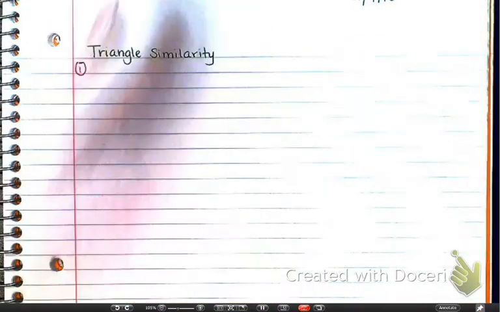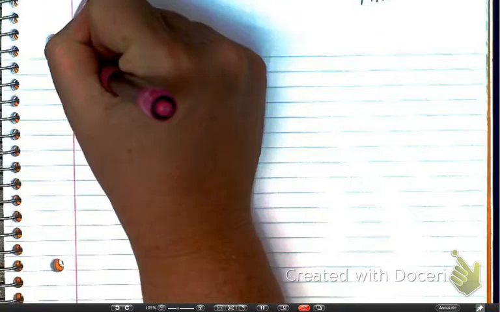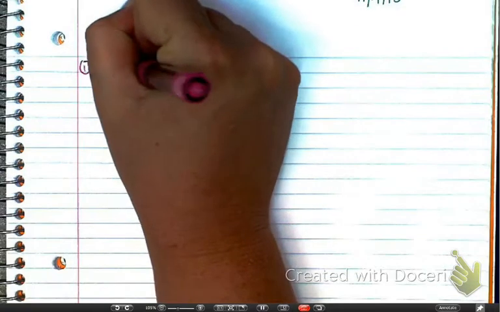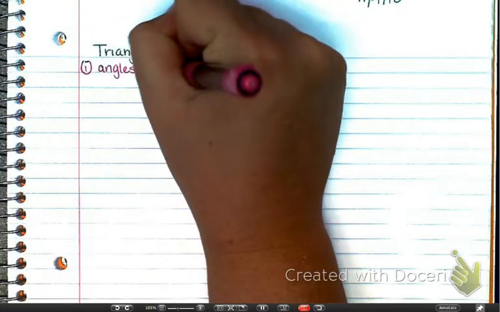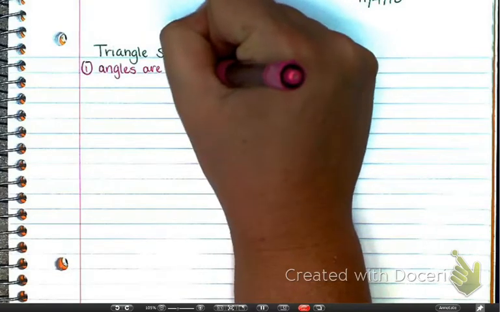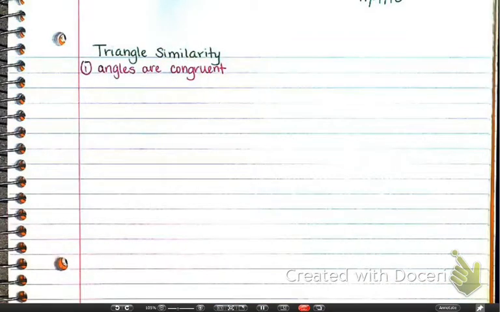We are proving in this unit that triangles are similar, okay? And before I give you the ways to prove triangles are similar, there are two super, super important things we're going to have to look at. The first thing to prove triangles are similar is that angles are congruent. We talked about this a couple units ago. Angles are going to be congruent.